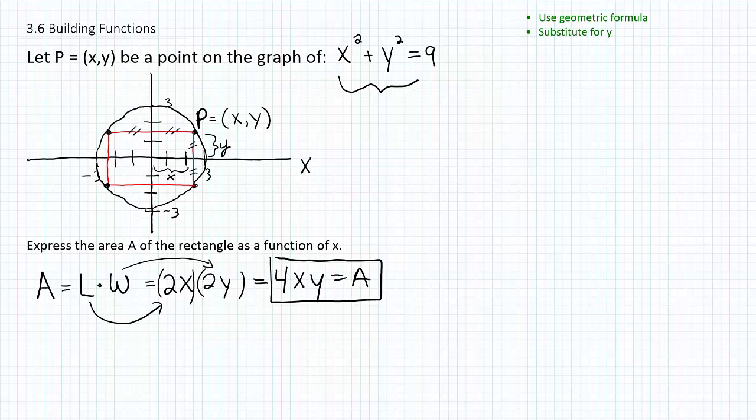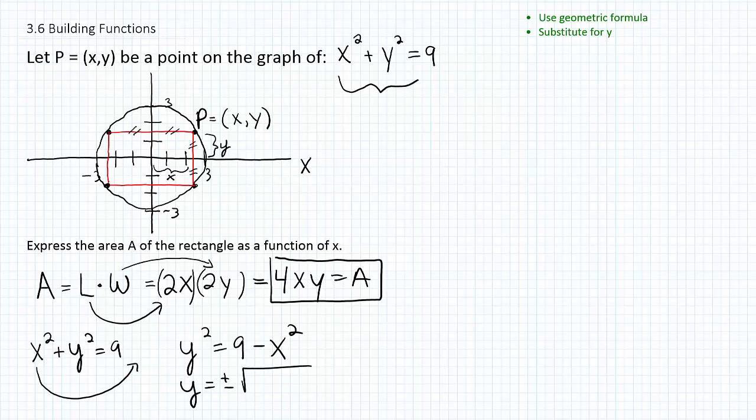If we solve for y there, we'll have x squared plus y squared is equal to 9. We'd actually just move this guy over, right? Which would end up giving us y squared is equal to 9 minus x squared. And then from there, you would normally want to take the square root of both sides here, so you'd end up saying that y is equal to plus or minus the square root of 9 minus x squared.